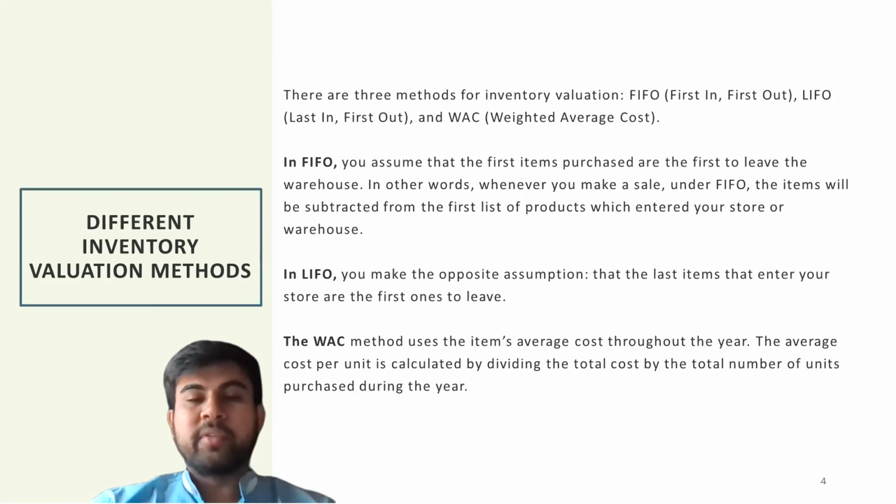There are three different types of inventory valuation: FIFO, LIFO, and WAC. WAC is weighted average cost. FIFO is first in, first out, and LIFO is last in, first out. So, what is FIFO? FIFO is basically what comes first is also the first to leave the warehouse. For example, with the sneakers, the first ones that come into the warehouse are the first to leave it. In other words, whenever you make a sale under FIFO, the items will be subtracted from the first lot of products which entered the store or warehouse.